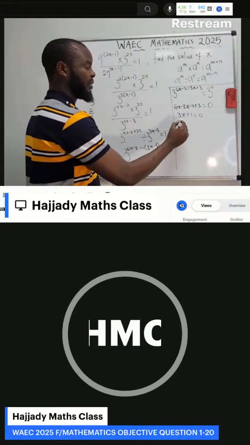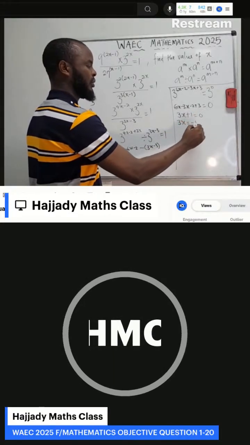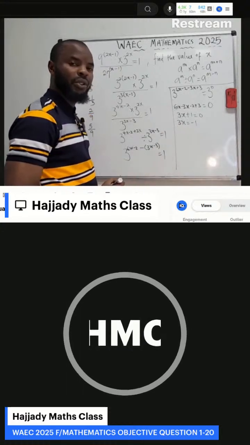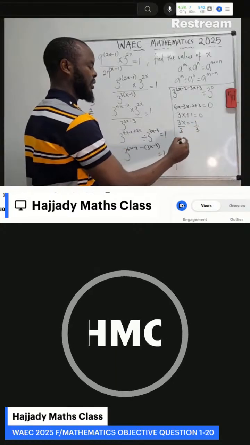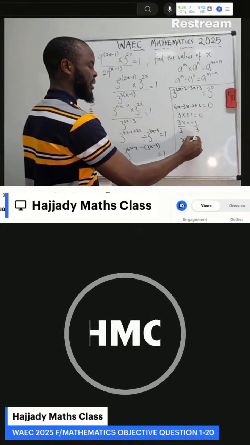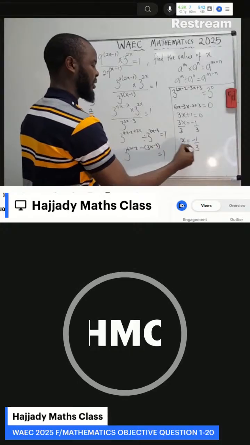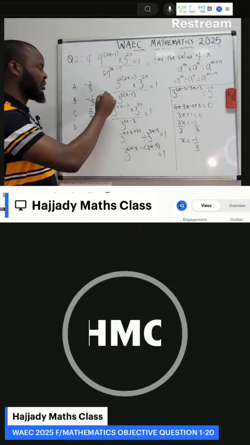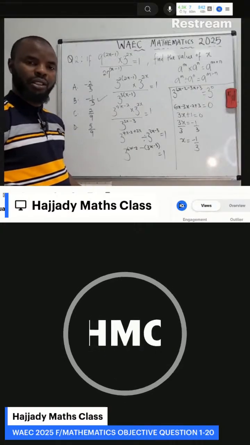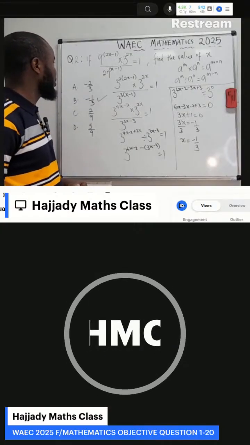And here I'm going to have 3x equals negative 1. Dividing both sides by the coefficient of x, which is 3, we have x equals negative 1 over 3. And if you look at the options we have here, you can see that our right option is going to be option B.